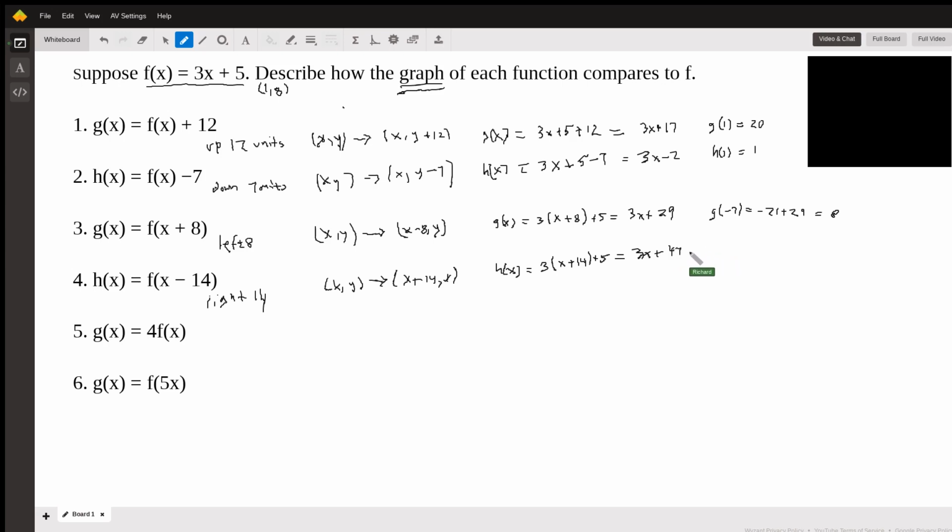Okay, so x is going right 14, so it's going to be h of 14 plus 1, which is 15, which is going to be 45. H of 15 is going to be 45 plus 5. 45 plus, I'm sorry, that's a 47. I can't read my own handwriting.